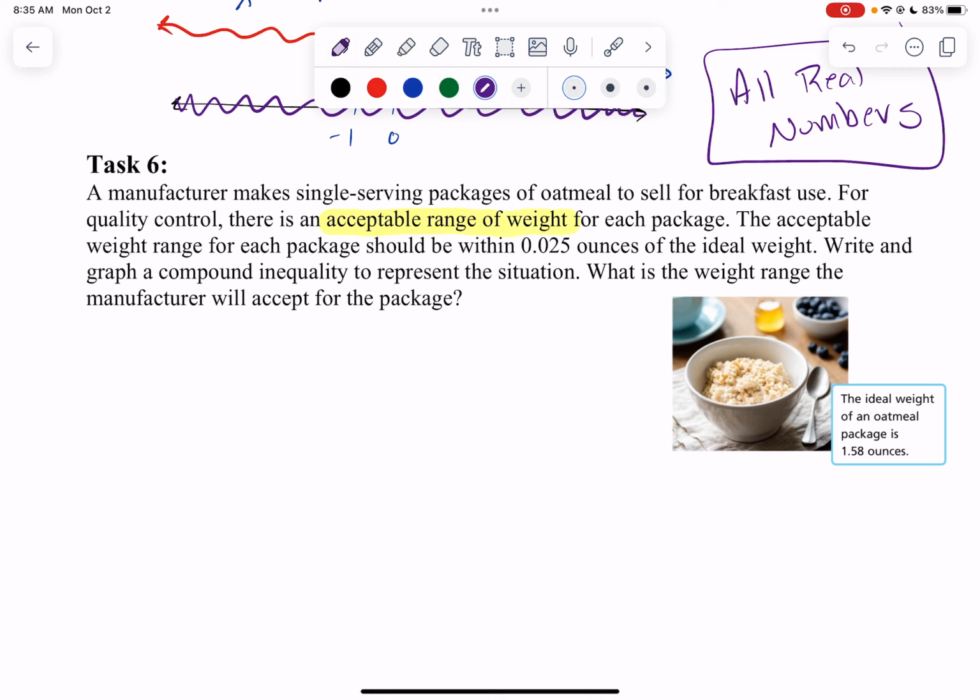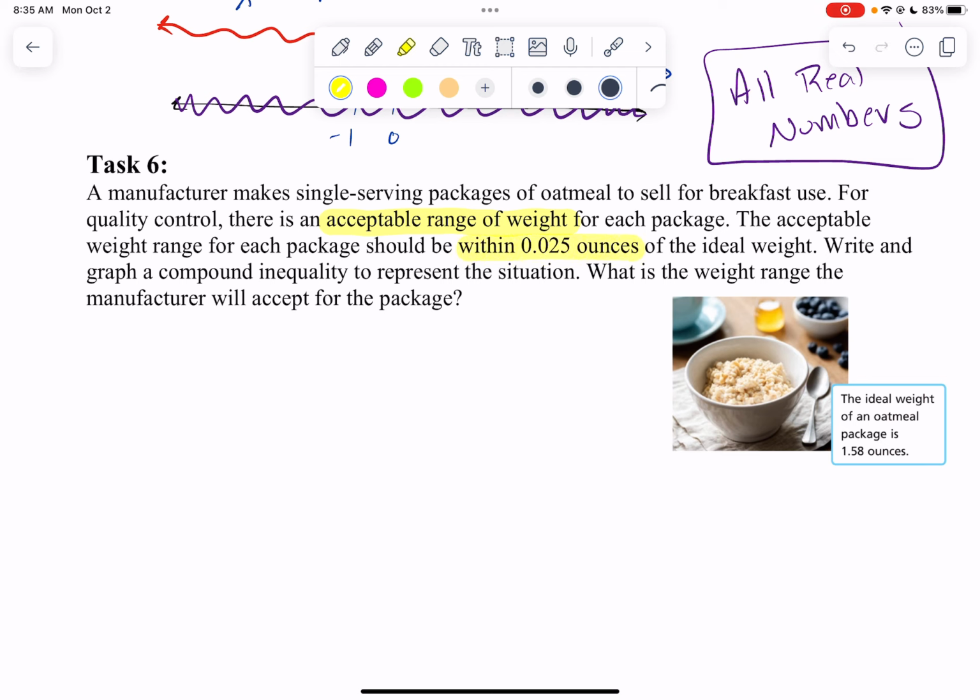Meaning, okay, if it's above by this little bit, it's okay. If it's below by this little bit, it's okay. Because again, not each will be exactly the same, depending on how precise you measure. The acceptable weight range for each package should be within, why is that not working? Oh, sorry. Within 0.25 ounces of the ideal weight.